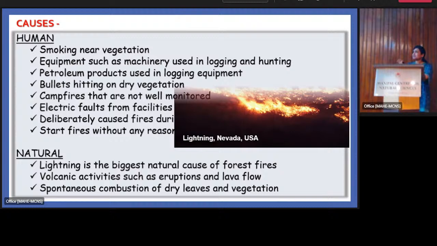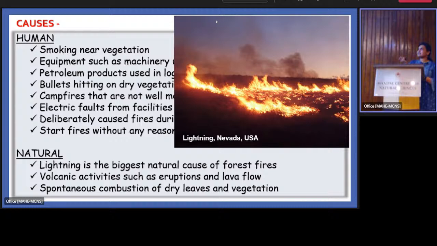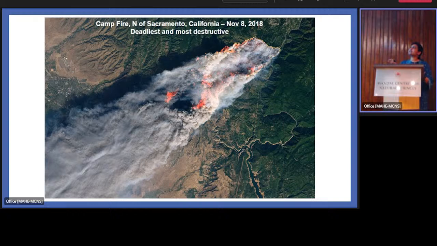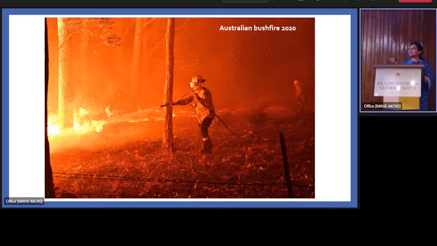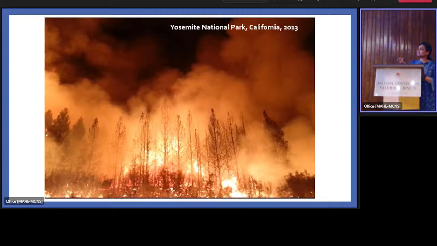This is one of the examples of lightning that created a forest fire in Nevada, USA. Forest fire has been recorded very recently in 2018. This is the California Camp Fire, not a campfire created by humans. This is called the Camp Fire. And another is the Australian bushfire. This was all witnessed during this pandemic time. Another is the California 2013 fire and Venezuela in November 2021.